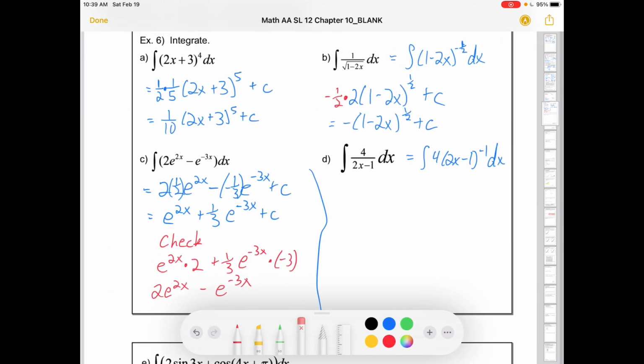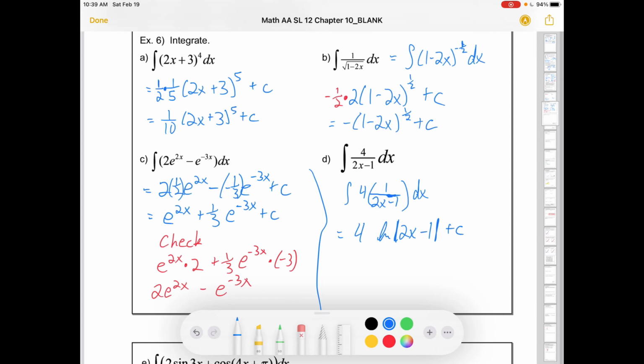Instead of rewriting it like this, here's what I'm going to do. I'm going to rewrite it so that I can see that 4 is a coefficient, and then 1 over 2x minus 1 dx. So if I'm just guessing this, here's what I'll do. I'll say it's going to be 4 times the ln of 2x minus 1 with absolute values plus c.